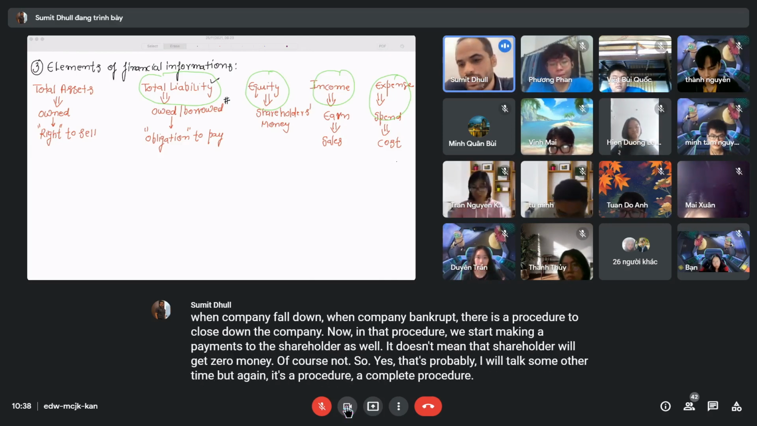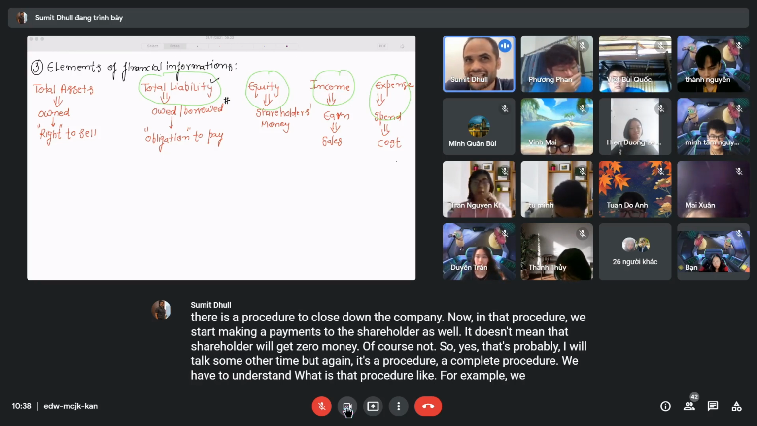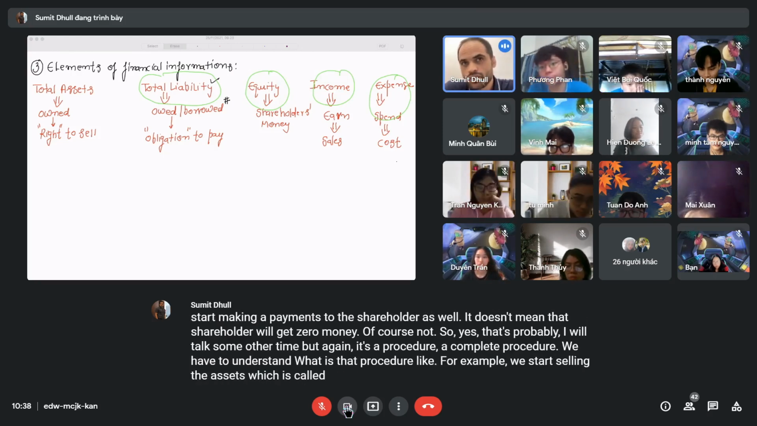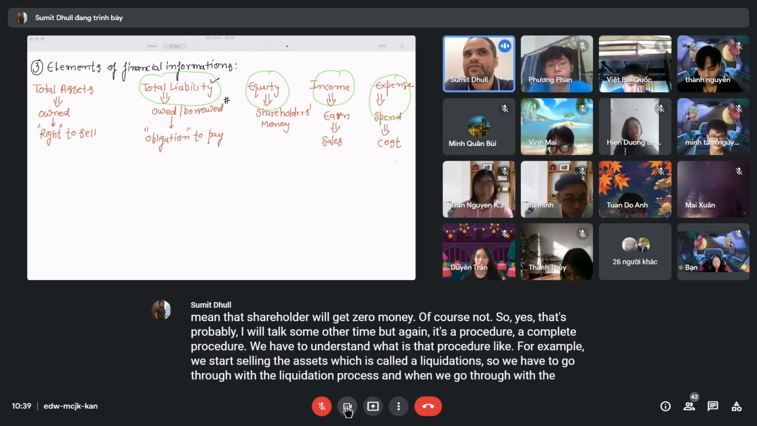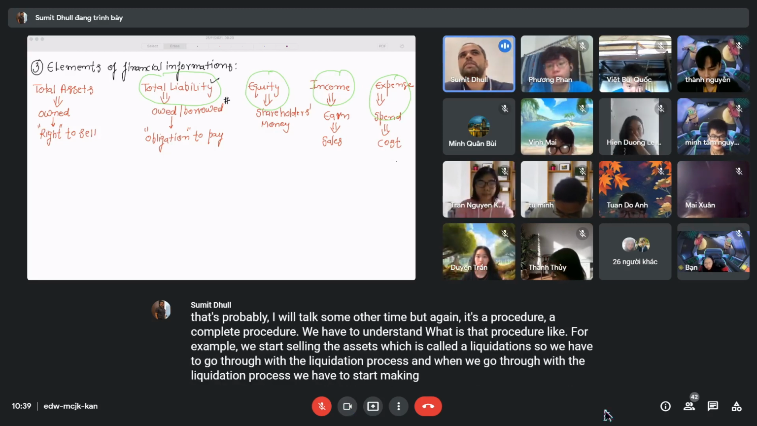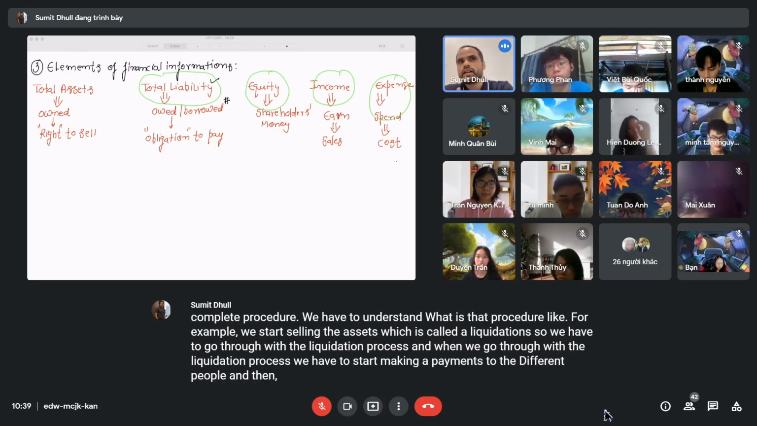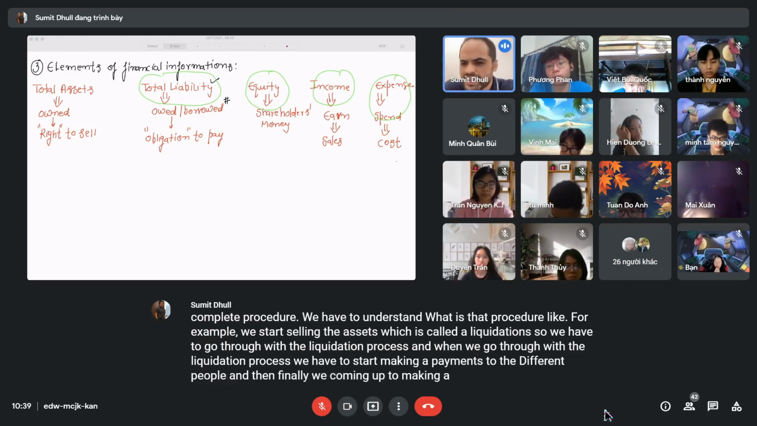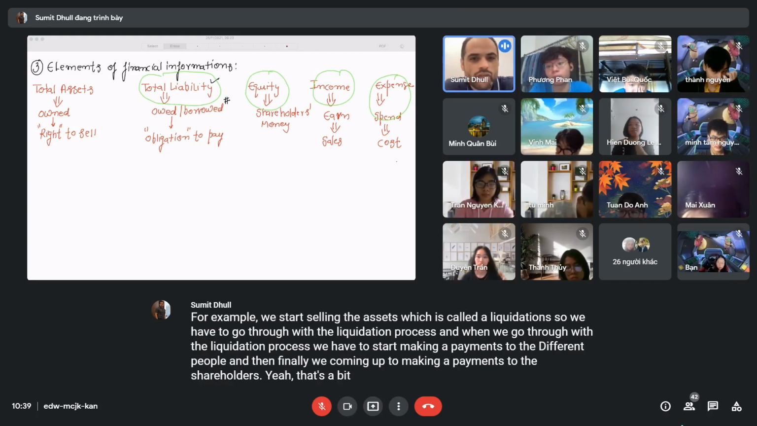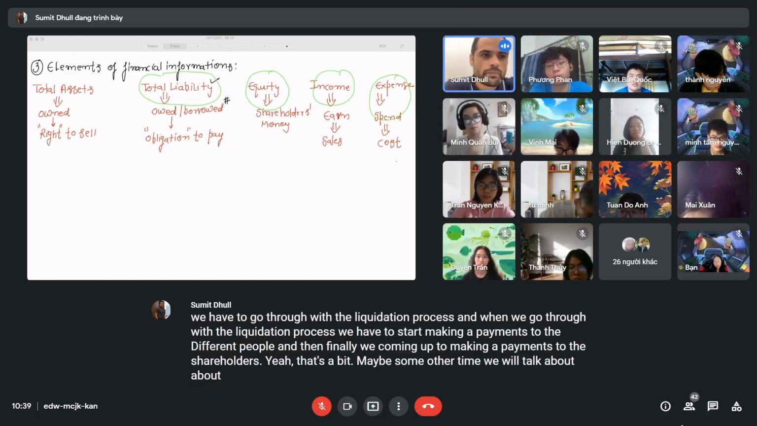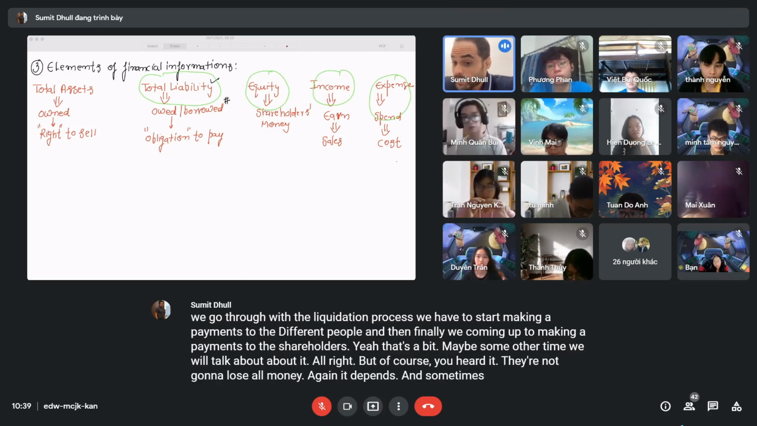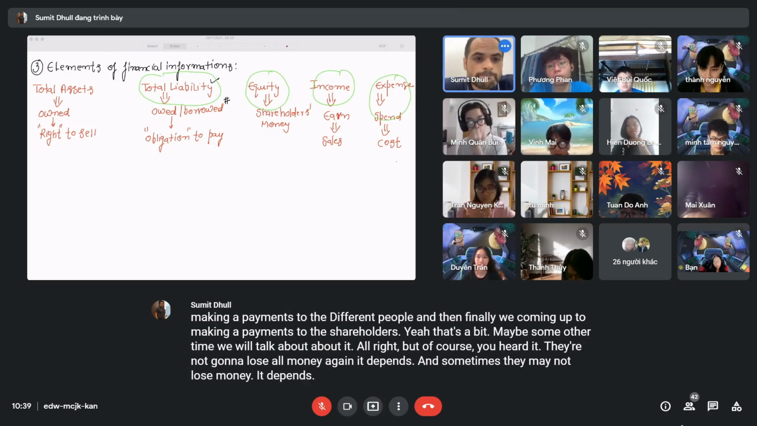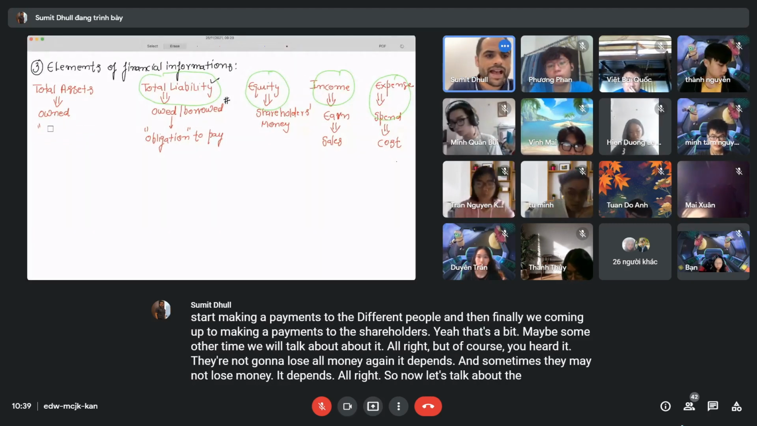We have to understand what that procedure is. For example, we start selling the assets, which is called liquidation. We go through the liquidation process, and we have to start making payments to the different people, and then finally we come to making payments to the shareholders. Maybe some other time we will talk about it. Of course shareholders are not going to lose all their money. Again, it depends, and sometimes they may not lose money. All right, so now let's talk about the assets.